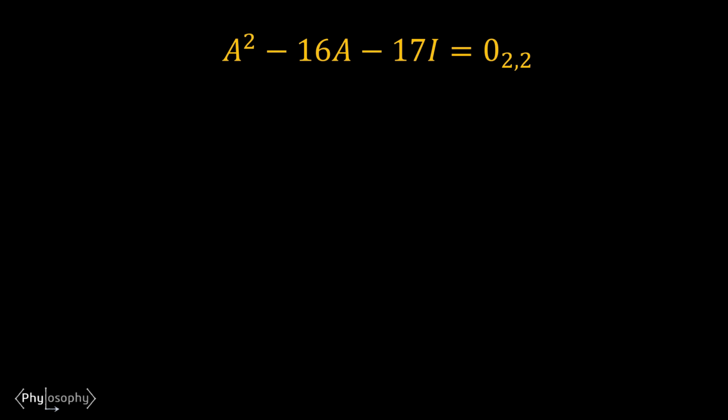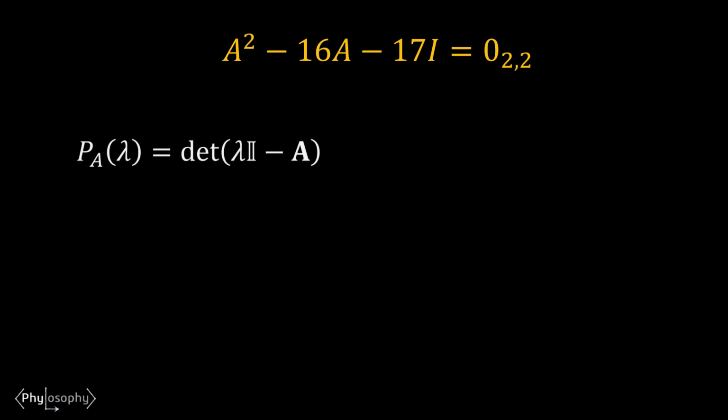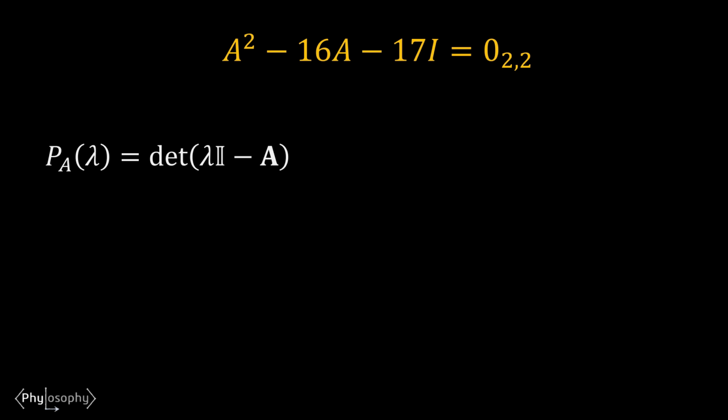This equation is called the characteristic polynomial of the matrix A, and we can also write P_A of lambda is equal to the determinant of lambda times I minus the matrix A. So in this equation, if lambda is equal to A, then it will lead to a 0 matrix. Now expanding the determinant of lambda I minus A, we will yield a similar polynomial. So let's calculate this determinant.